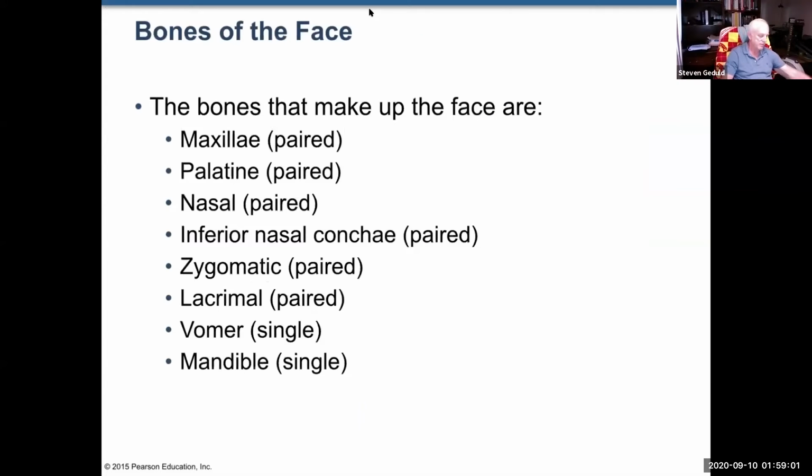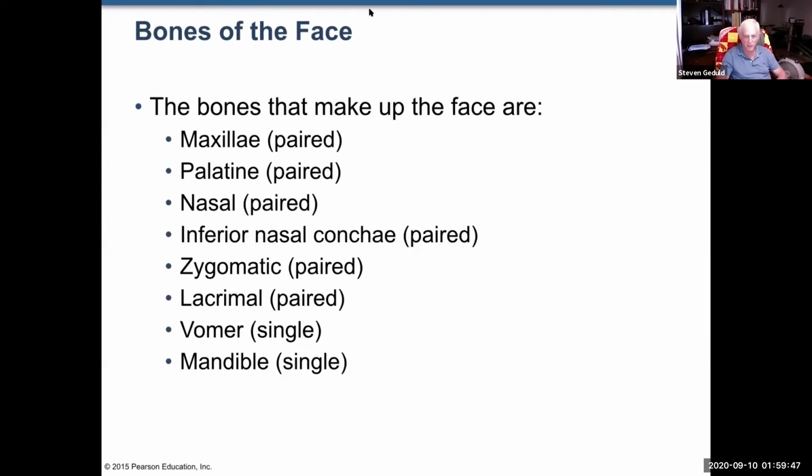Okay. Bones that make up your face. That was the skull, the cranium. So what makes up your face is the maxilla, right and left. The palatine, your hard palate, roof of your mouth, right and left. Your nasal bones, right and left. Your inferior nasal concha. Okay, you have an inferior, middle, and posterior nasal concha. You have a zygomatic bone, which is two. You have a lacrimal bone on each side, and you have the vomer bone, which is single, and the mandible, which is single.